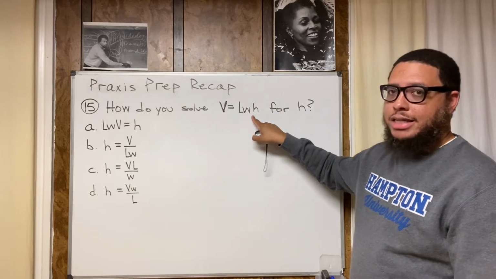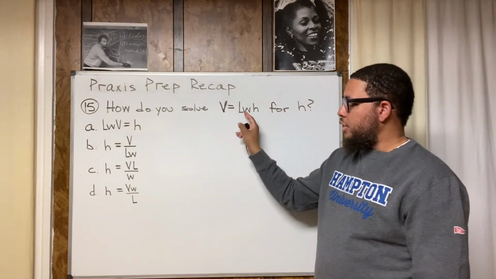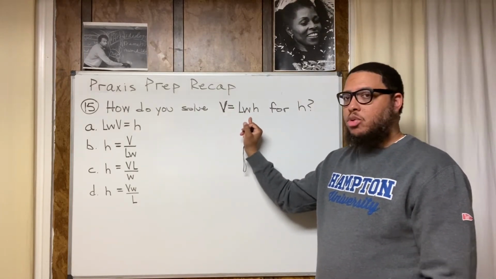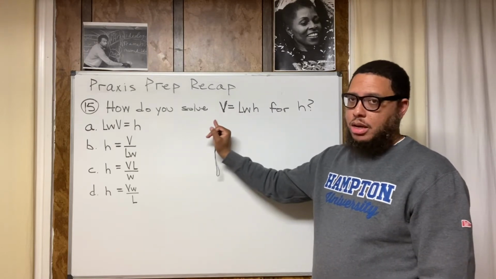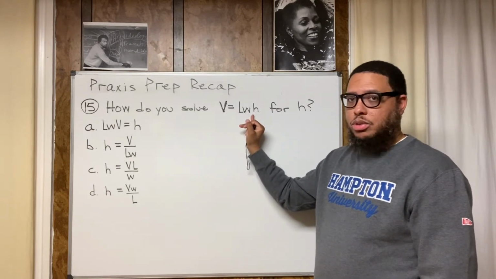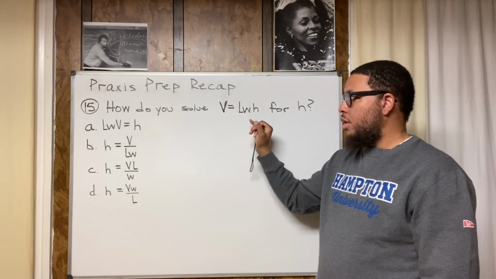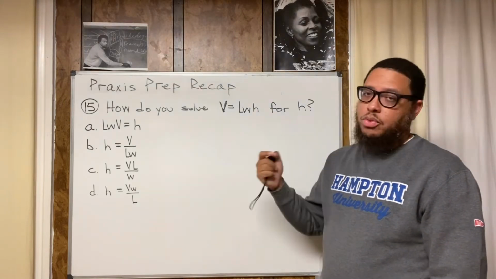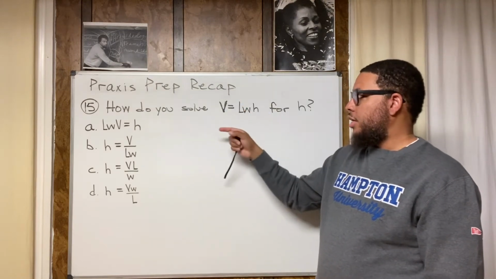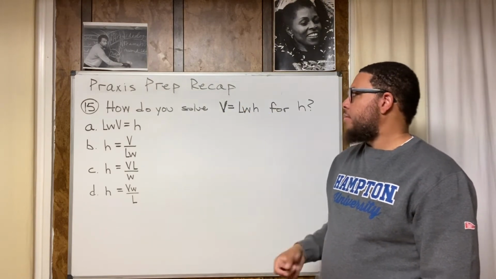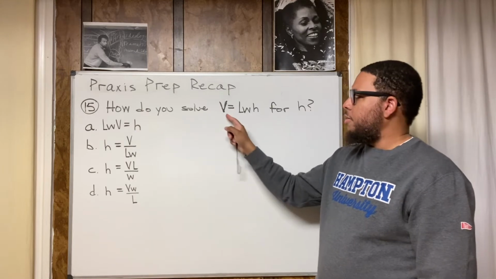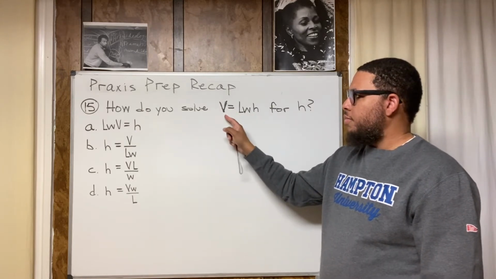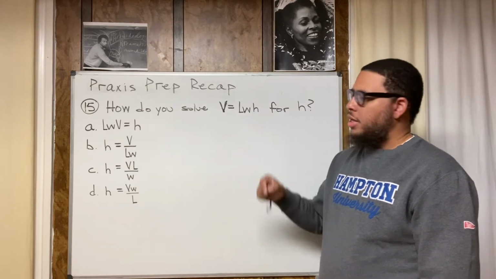We want to have H isolated on one side of this equation, meaning either the right side of the equal sign or the left side of the equal sign. Now it's already on the right side of the equal sign, so it would be the easiest thing to do. We'll be able to isolate it on the right side, even though if you wanted to, you could move it to the other side of the equal sign.